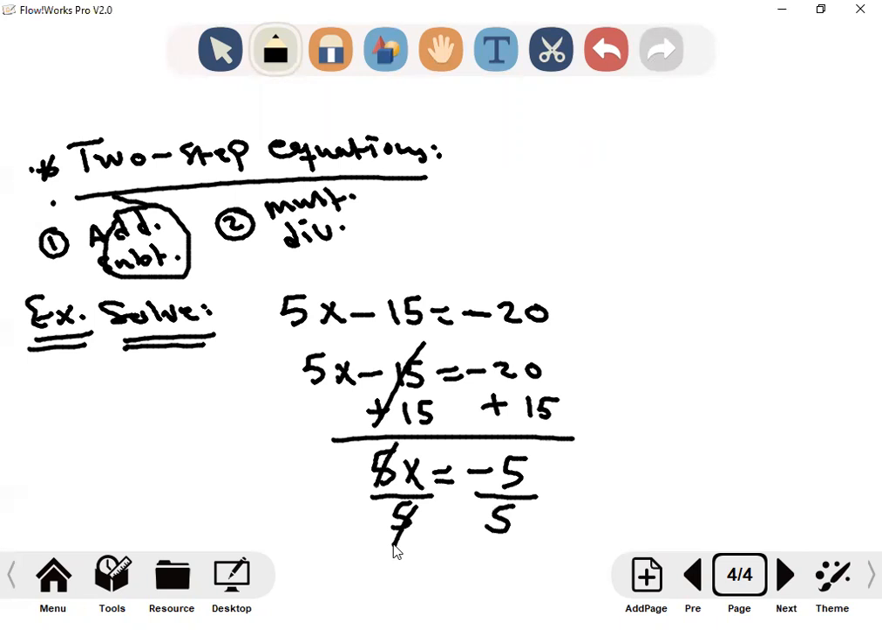Still x equals, how much is negative 5 divided by 5? It's 0. It is not 0, it's division. How much is negative 5 divided by 5? It is negative 1.